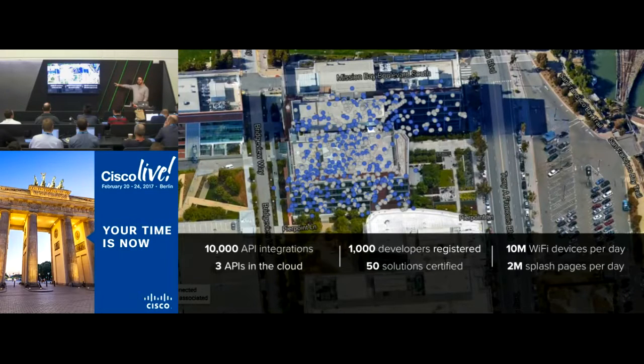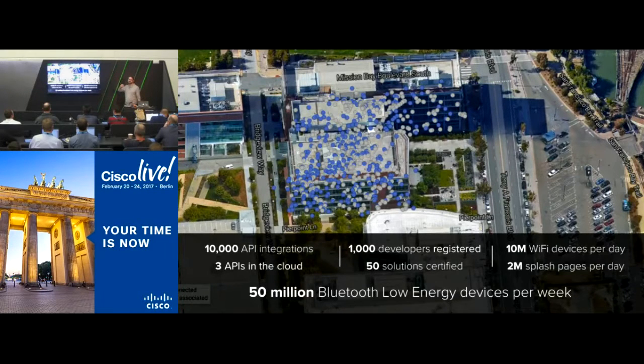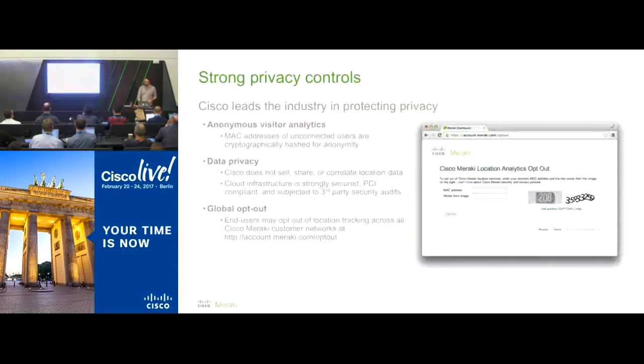And we're seeing 10 million devices a day and 50 million Bluetooth beacons every week being tracked by our massive customer base. And before we start talking about all these crazy use cases, I want to remind you that privacy is really important to Cisco. We don't store people's MAC addresses. And this is critical in Europe, especially in Sweden and Germany, where laws prevent storing people's MAC addresses.